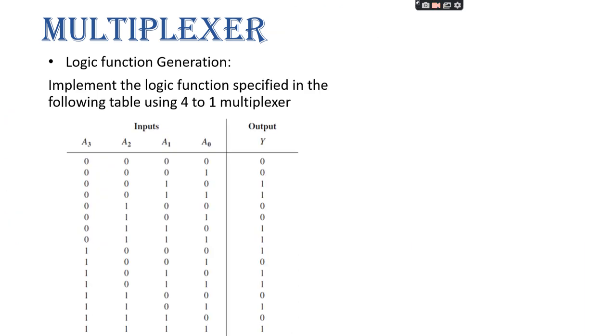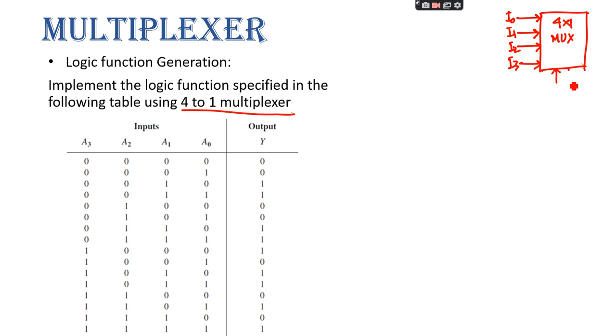So now we have been asked to implement this truth table using a 4 into 1 multiplexer. So what does the 4 into 1 multiplexer look like? If you have a 4 into 1 multiplexer, the inputs should be what? I0, I1, I2, I3, right? Control inputs should be S1 and S0 and output should be Y, right?